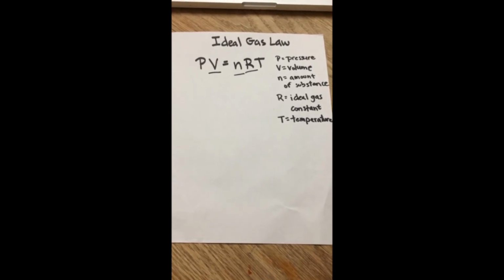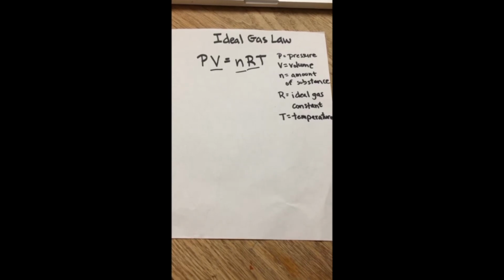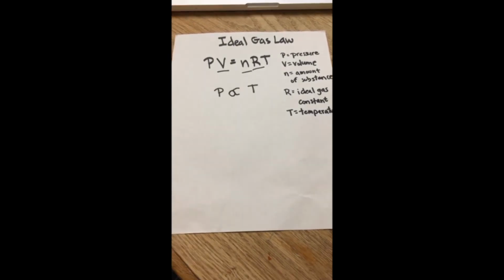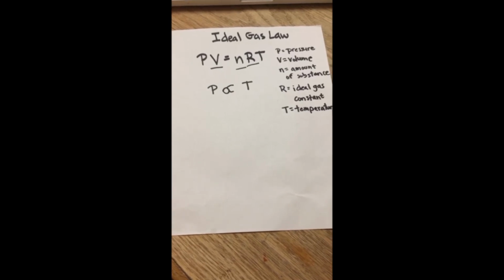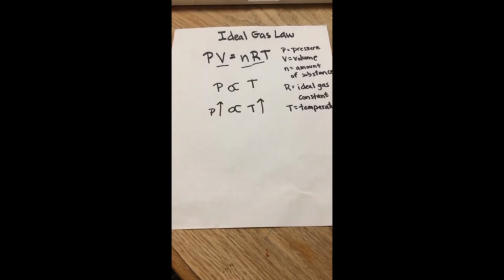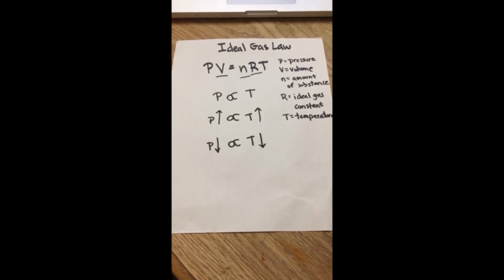never changes. So what we are left with is pressure and temperature, which are the two variables. And pressure and temperature are not equal to each other, but they are proportionate to each other, which is what this symbol means. When the pressure goes up, the temperature goes up. And when the pressure goes down, the temperature goes down.